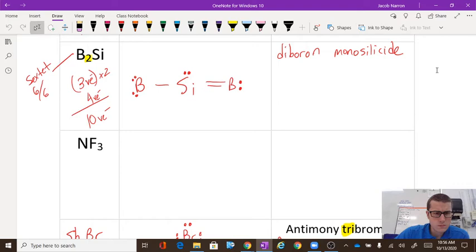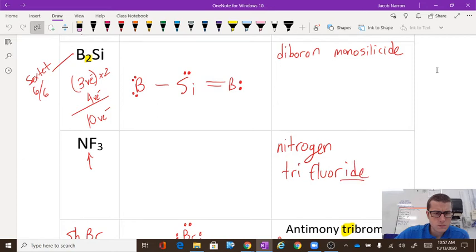Let's look at the next one, NF3. Let's name it first. Because nothing is written right there, we know that means 1. I'm just going to write nitrogen. I am not going to write mononitrogen. I don't write mono if it's the first one. Then we have F with a 3. I know the prefix for 3 is tri, just like a tricycle. And so we have tri, fluor, not ene, ide, because it's my second element. So we have nitrogen trifluoride.